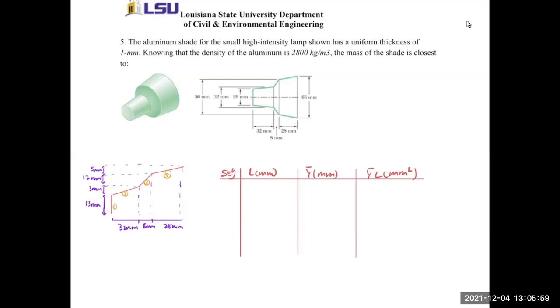Okay, so the problem says the aluminum shade for the small high intensity lamp shown has a uniform thickness of 1 millimeter. Knowing that the density of the aluminum is 2,800 kilogram per meter cube, the mass of the shade is closest to what? So it's asking us to find the mass of this shade. We know that for the area of this kind of 3D centroid problem, the area is equal to 2 pi y bar L, where the y bar is equal to the radius. I have this set up right there for you.